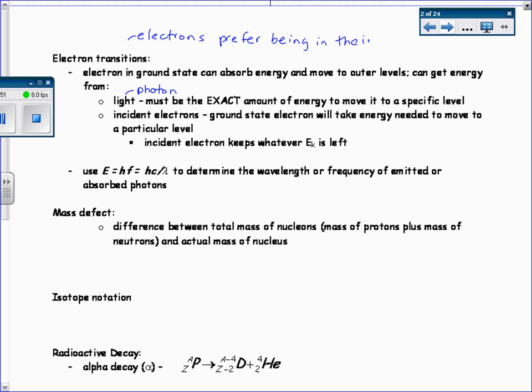I'm going to put in their stationary states. So wherever they exist naturally, whatever energy level they exist in naturally, that's where they like to be. So they'll absorb energy to move up, but then they emit that energy right away and move back down again.